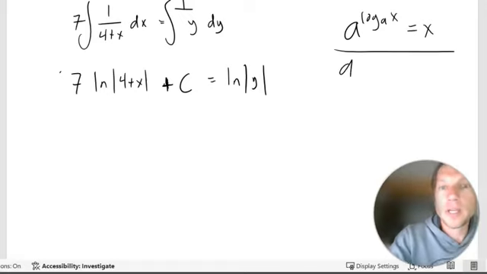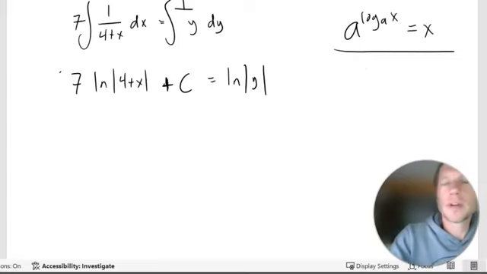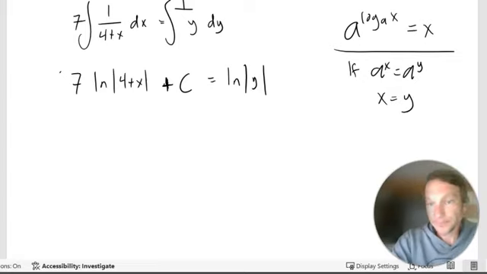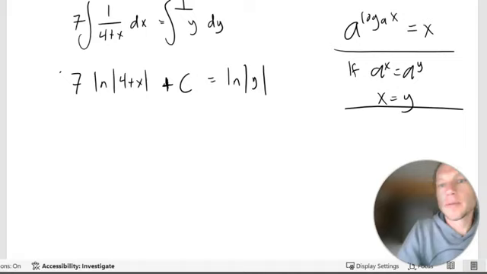And there's another property. But the property I'm thinking of is if a to the x equals a to the y, then what has to be true? x has to be equal to y. And I'm abbreviating: a has to be greater than 0 and not equal to 1. But hopefully you remember some of that from algebra.